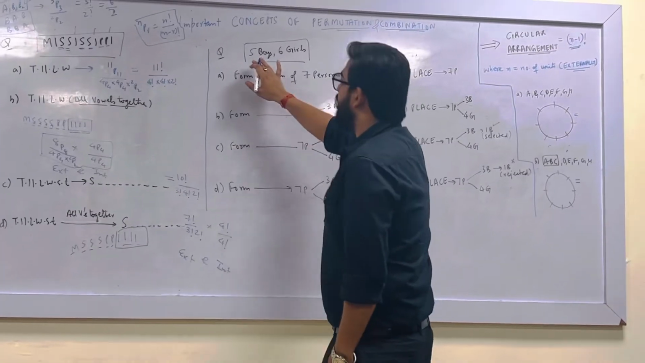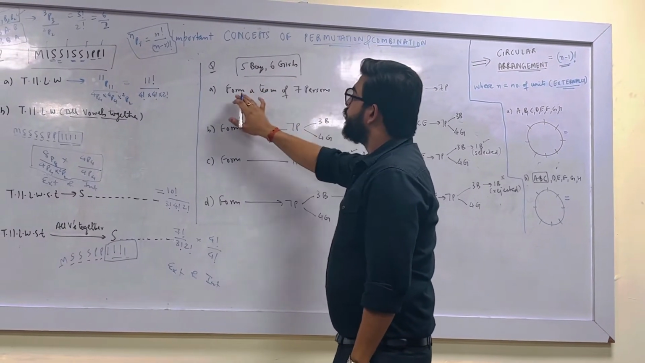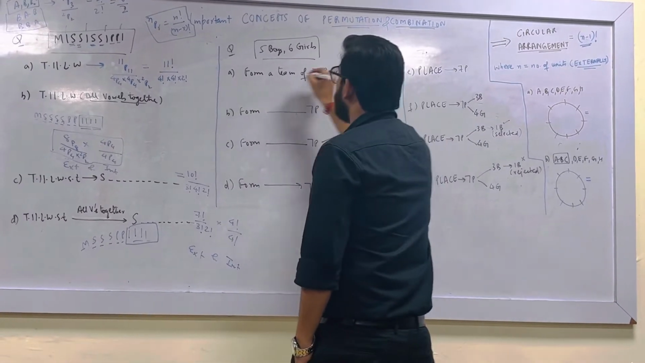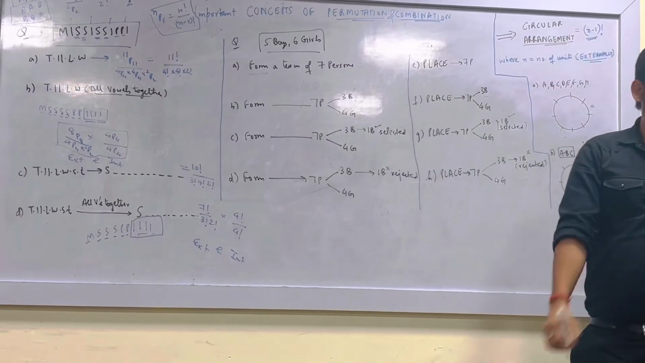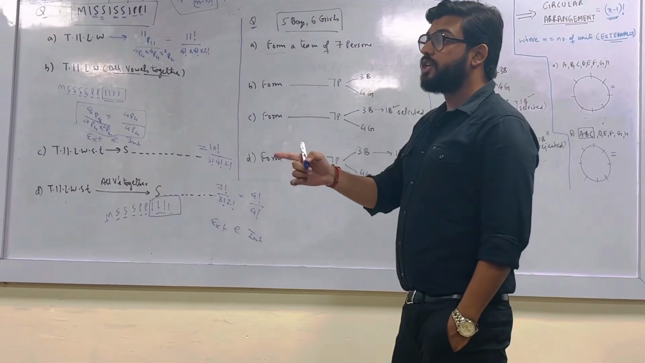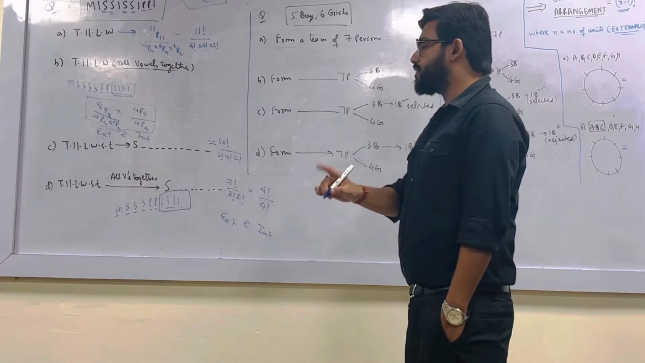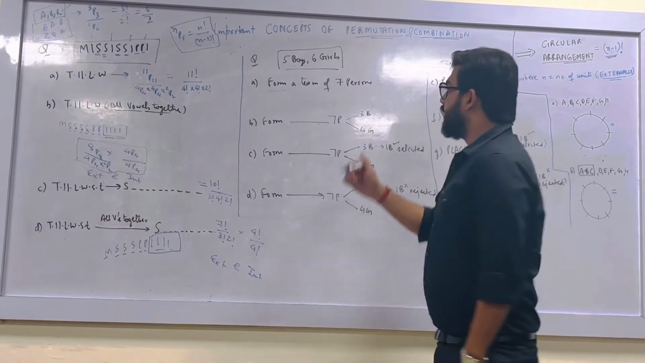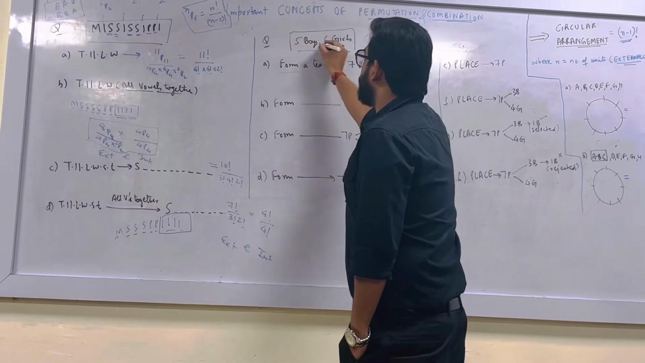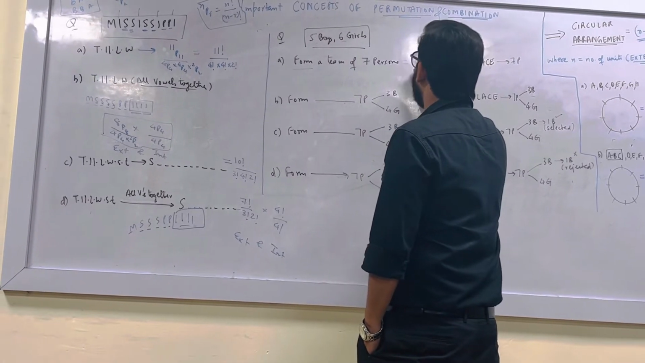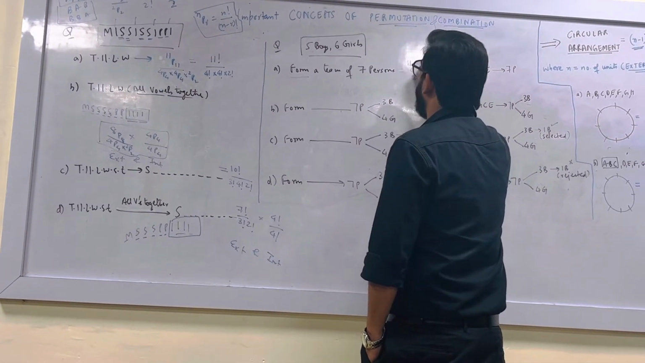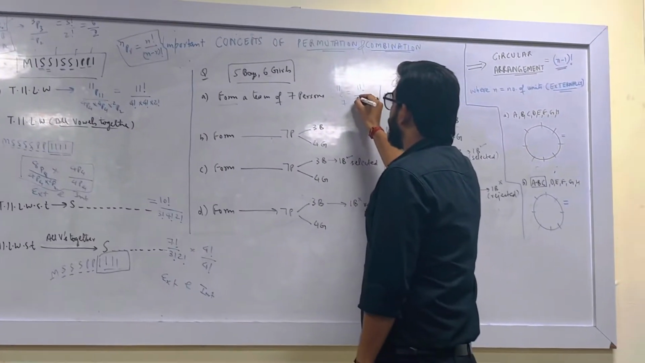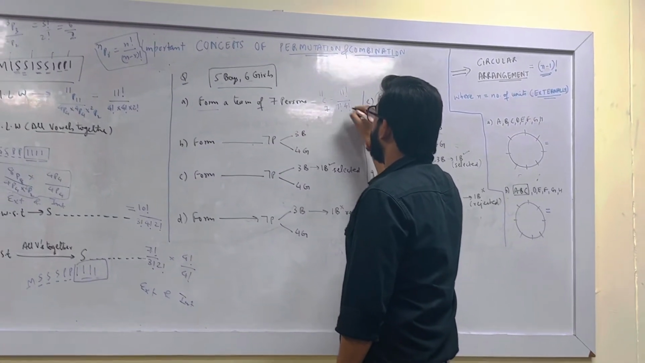This is done. Next, we have 5 boys, 6 girls. Form a team of 7 persons. Forming a team means what? Selection or placement of teams? Very good. So what will be done here? Combination or permutation? Selection means combination. P for placement, P for permutation, C for choosing, C for combination. So what is going to come here? Combination. We have how many persons? 11. Out of 11 we have to choose 7. And we know that the formula for nCr is 11 factorial divided by 7 factorial into 4 factorial.